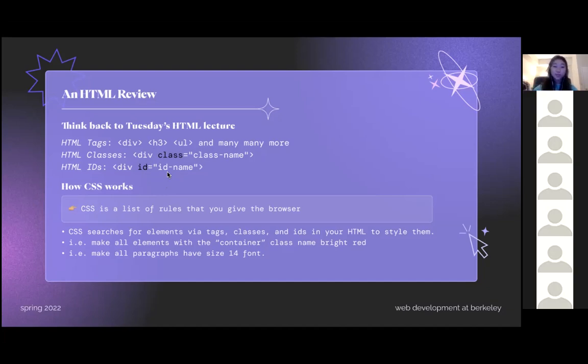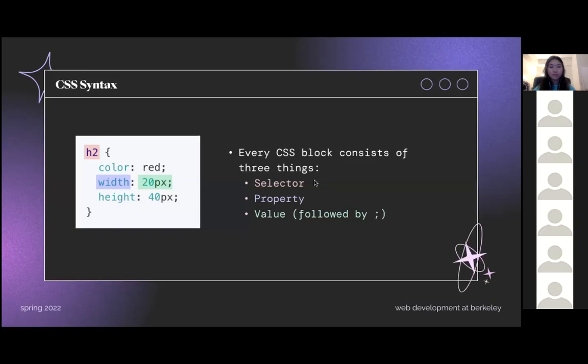And how CSS works is that it searches for these tags, classes, and IDs in the HTML and grabs them to style them. So for example, you can have elements with the class name container, and you can say color equals red, and that will make the text red. And as another example, if you want paragraphs, you can do P and then make the size, I think it's called font size, to be 14. Okay, so getting into how this looks in your actual code.